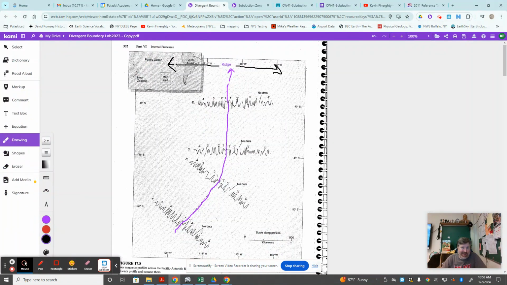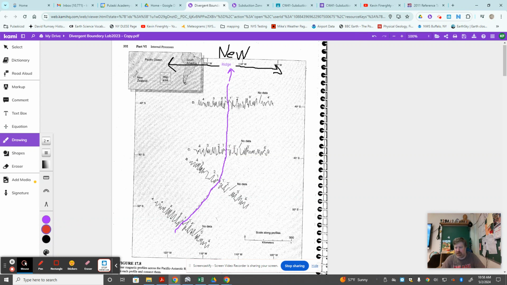So it's a good idea to make a note of that too, that right on the ridge, this is pretty much the fundamental key to this lab, is brand new rock. Okay, 0 million years old. Now we're going to pick two other colors to draw with. I'll do red.